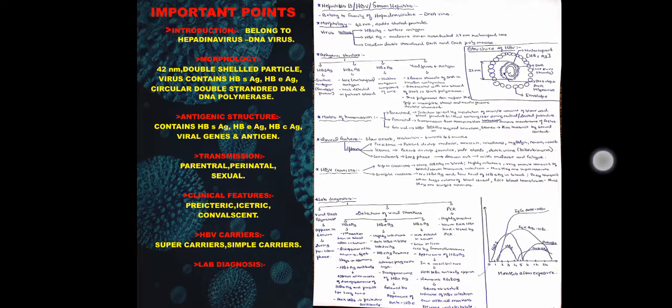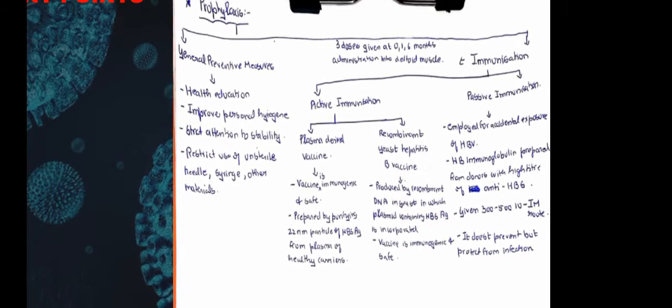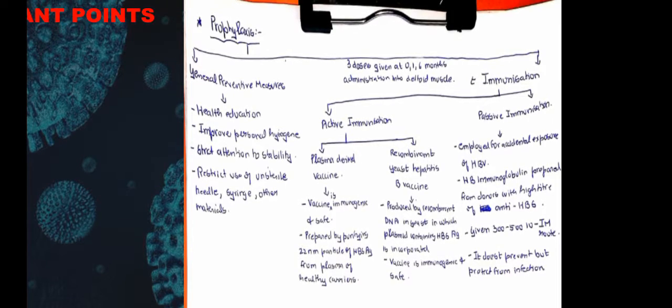And in the last, the lab diagnosis would include viral DNA polymerase, the detection of viral markers, that is HBsAg, HBeAg, and HBcAg, with the last technique, which is highly sensitive, known as the polymerase chain reaction, PCR. Coming to the end part of the HBV, that is the prophylaxis.